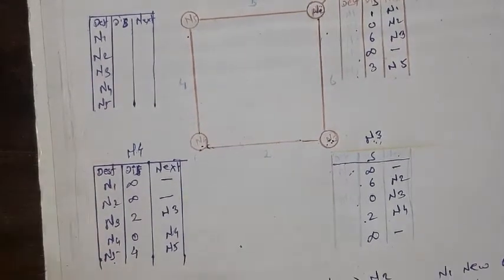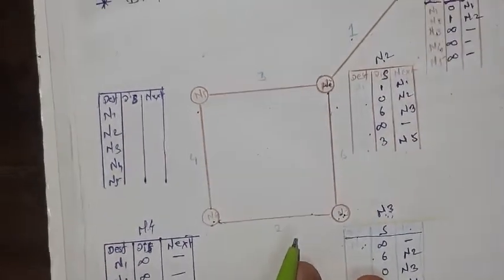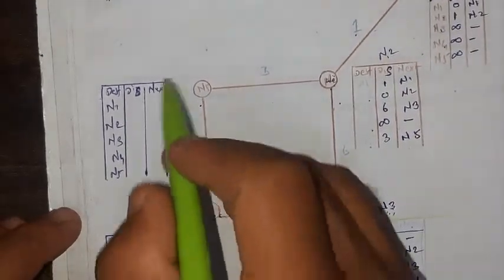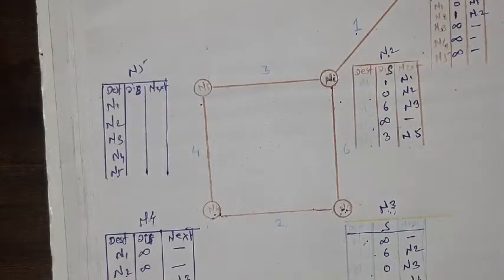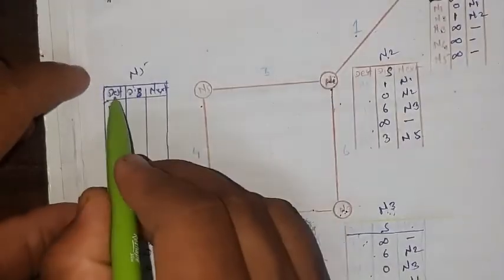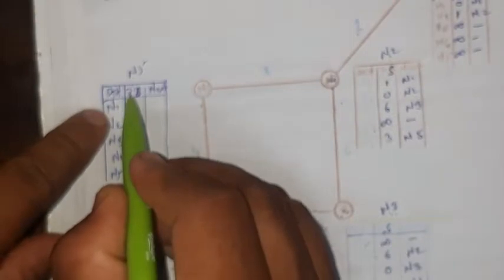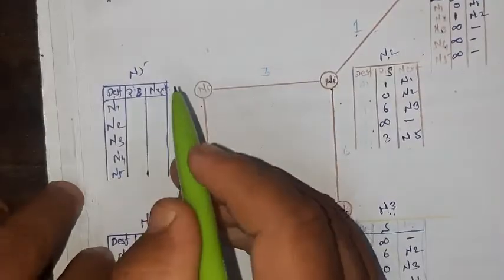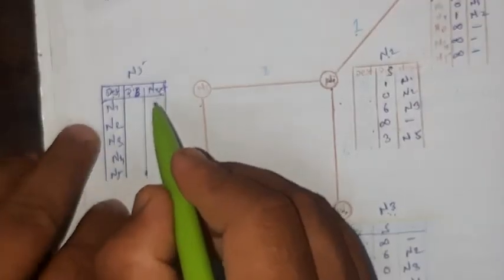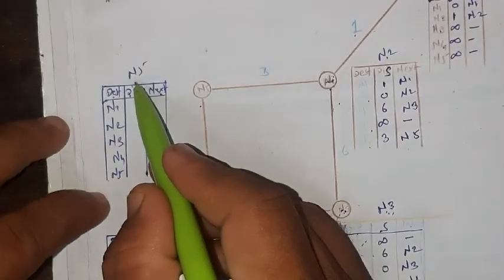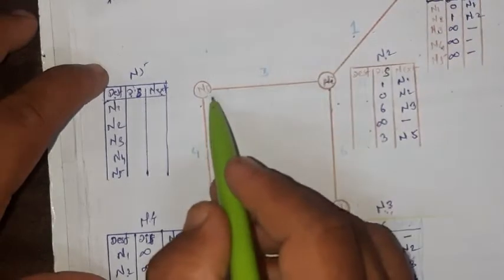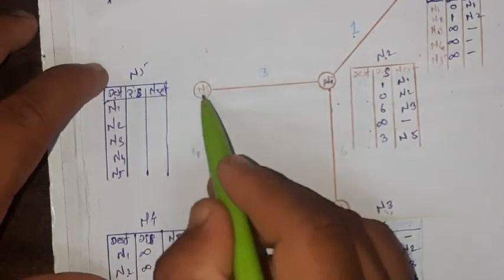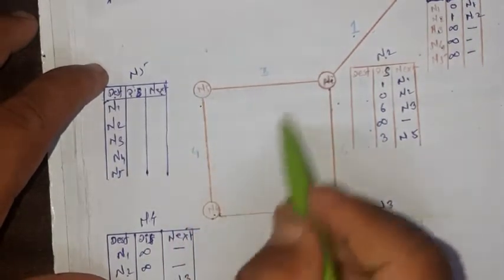Okay, similarly we'll see the last one, the routing table of n5. So here the first column is destination, second is distance, and third is next. So see here, n5 to n1 is not possible. Why? Because n5 just knows the neighboring nodes.